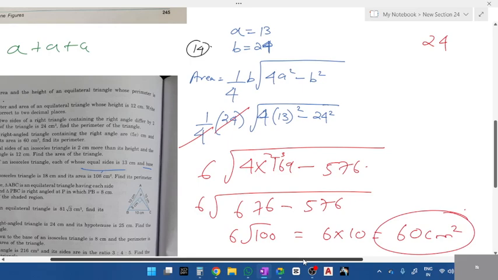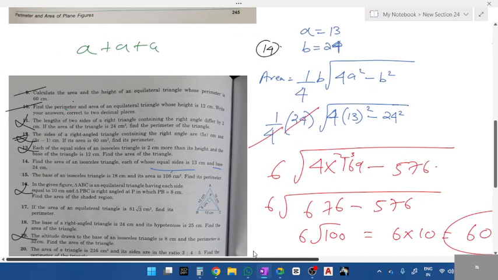Is it clear? Did you understand the 14th one? All of you completed? I want you all to try the 15th and 17th, students. Try it for homework. We'll see.